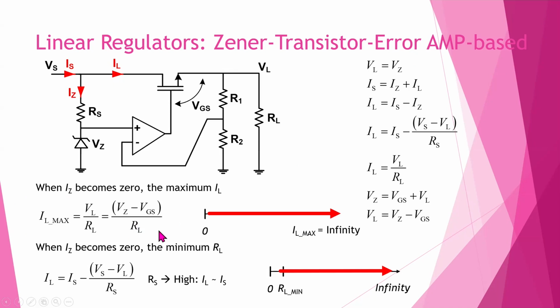So depending on RL, the values can change from very small to very large. Since we can select a very large value for this RS, the IZ current will be very small. In that case, we can say that VL is nearly equal to VS. The RL value can also be changed from a very small value to a very large value.